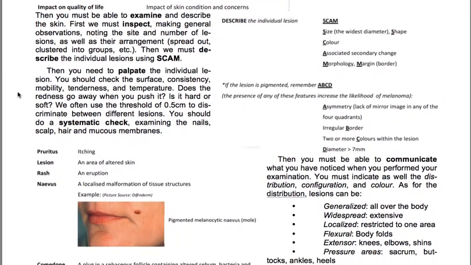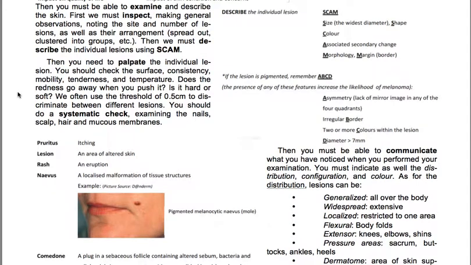Then you must be able to examine and describe the skin. We must inspect, making general observations, noting the size and number of lesions as well as their arrangement, spread out, clustered into groups, etc. Then we must describe the individual lesions using SCAM, which is size and shape. Size is the widest diameter, color, associated secondary change, and morphology and margin, the border.